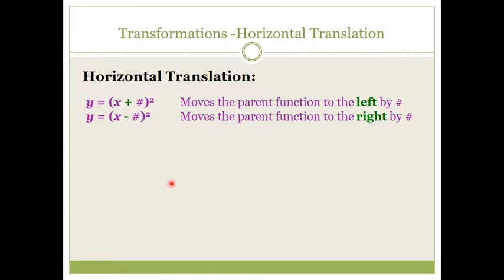A horizontal translation moves the parent function left or right by whatever number, and this is where it's kind of opposite of what you might think. If you add a number, like if you do x plus 5, that actually will move the parent function to the left, not to the right. It's kind of switched from what you think. X minus some number would move the parent function to the right.